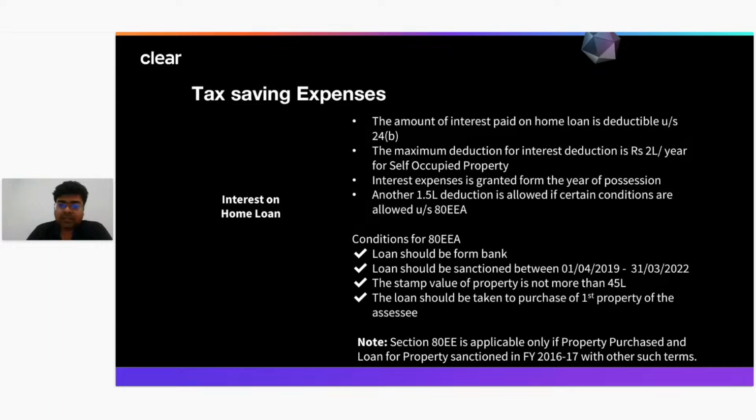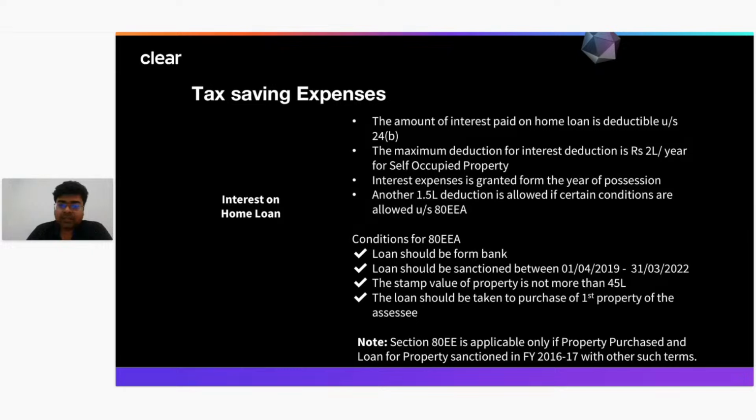So 1,90,000 rupees for the current year plus 40,000 rupees for previous years, right? So total 2,30,000 rupees of interest. However, since the interest amount that can be claimed is limited to a maximum of 2 lakh rupees, I will be able to reduce 2 lakh rupees, not the entire 2,30,000 rupees.